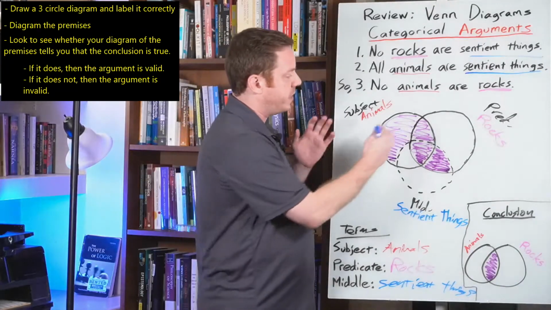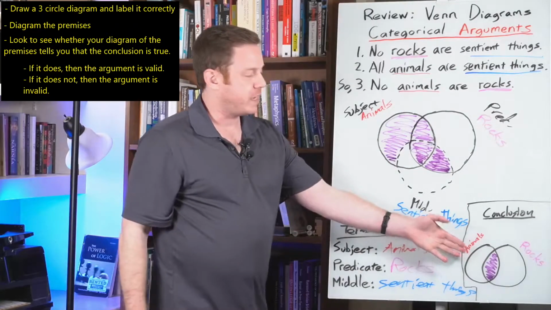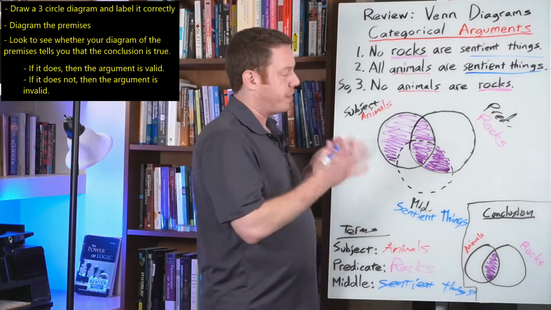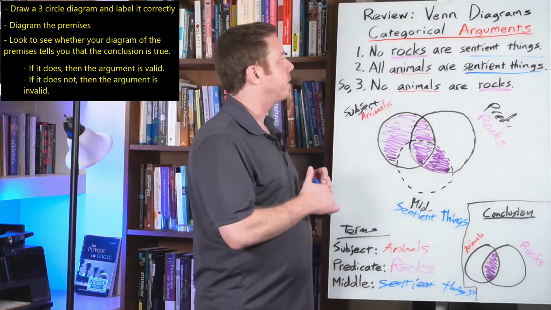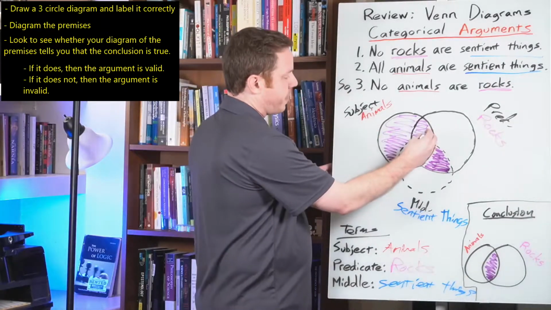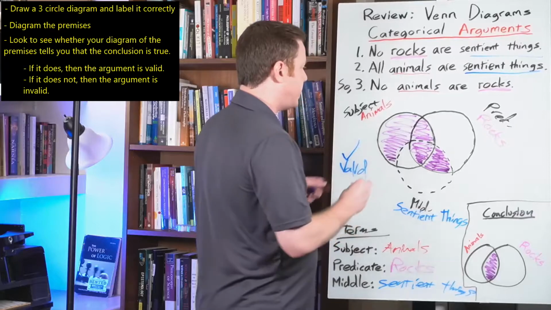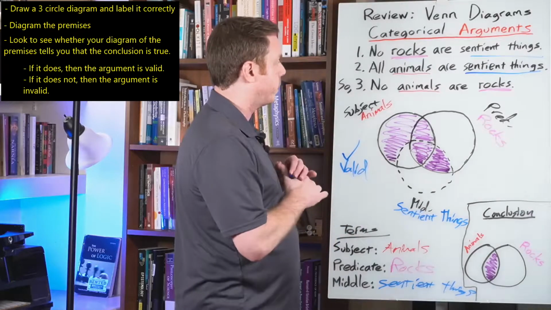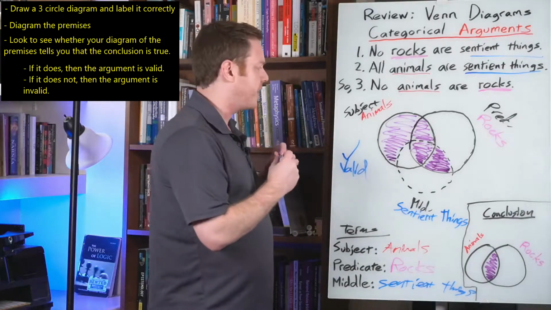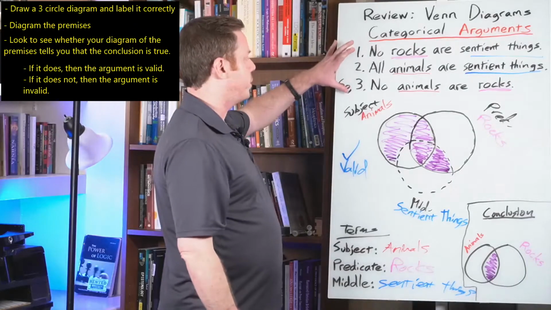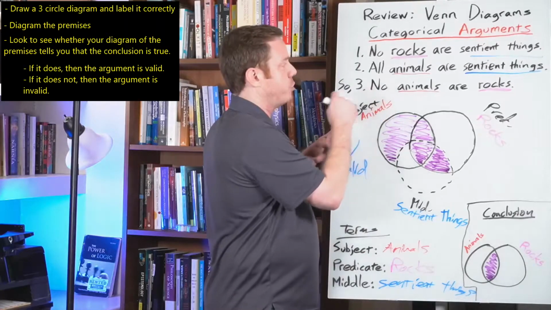If the diagram of the premises already contains the information of the conclusion, then you have a valid argument. If it did not, then that would be an invalid argument. But this is valid because our diagram of our premises contains the information already. Right? So the idea of why this works is that validity for this argument would mean that if the premises are true, then the conclusion has to be true.